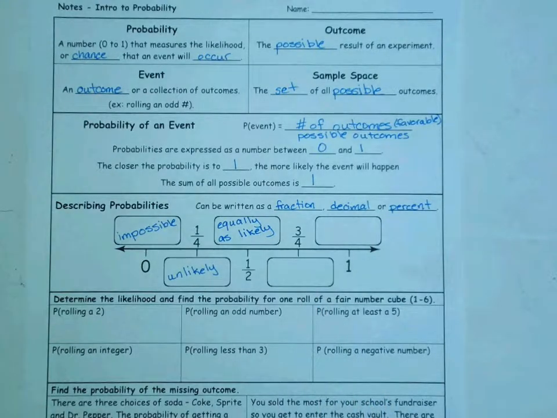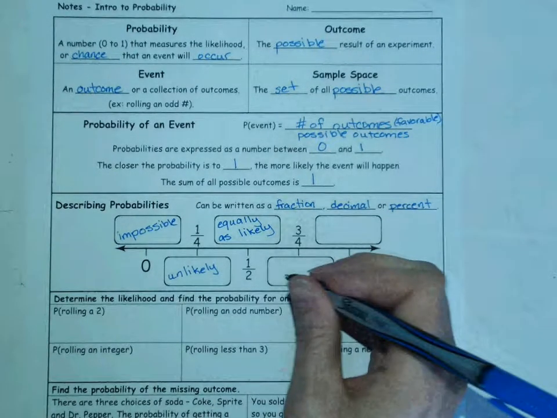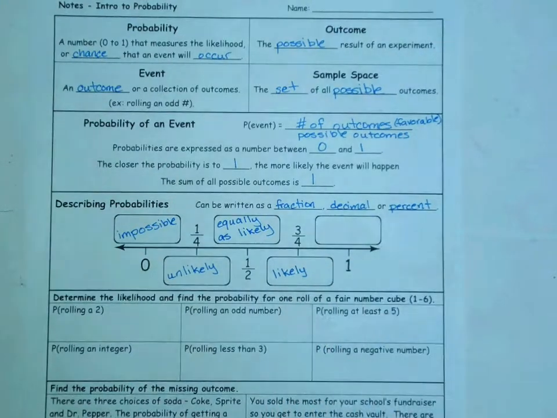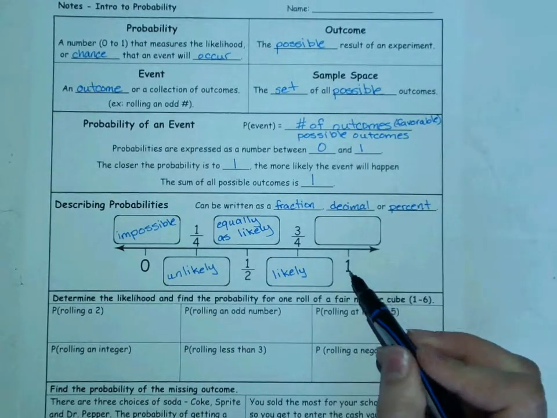Now if we're looking at 3/4, that would be a likely event. If we have something that's 75% chance of accuracy, then that means it's likely to happen. Or if you have like a 75% chance of rain, which is the same thing as 3/4, that means that it's likely to rain. It's more likely to rain than not to rain.